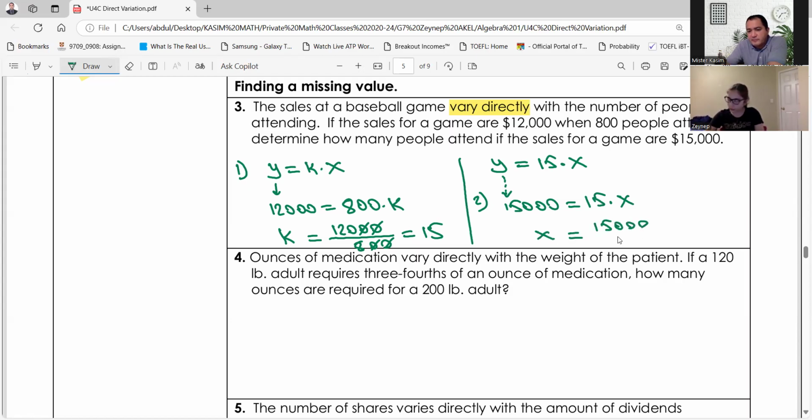15,000 divided by 15, that's equal to 1,000. So that means that 1,000 people actually came to watch this baseball game.